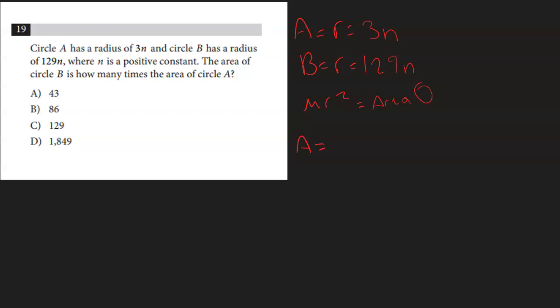So A will equal pi r squared, and r will be 3n, so that will equal pi 9n squared. And then B will equal pi, and its r is 129n squared. And that equals 129 times 129, which is 16,641, so pi times 16,641 n squared.